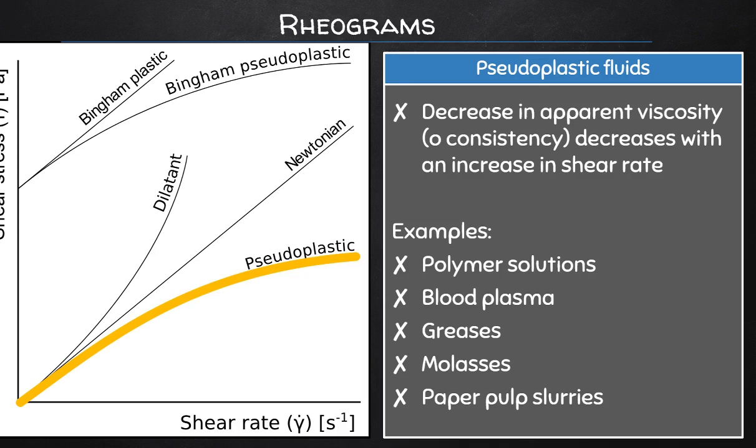An example of this is when you make viscose rayon. You've got cellulose polymers which are dissolved in a specific type of solution, which is colored blue. It's a copper-based chemical. And another example is blood plasma, the greases that you'll find in your moving vehicle parts, molasses, as well as paper pulp slurries.